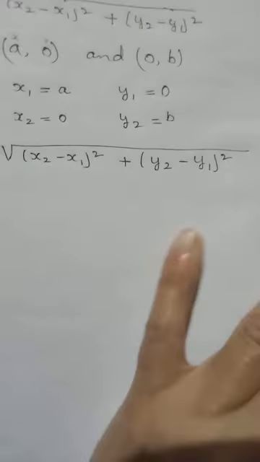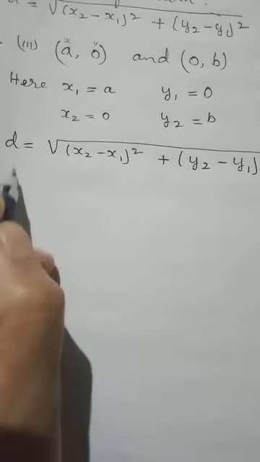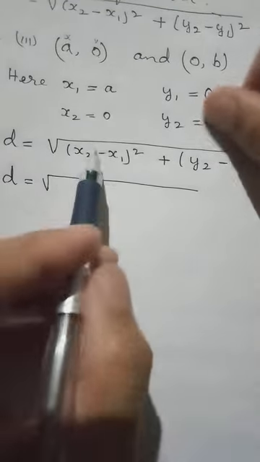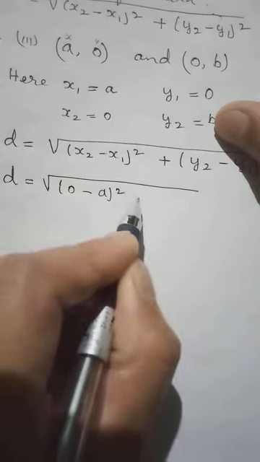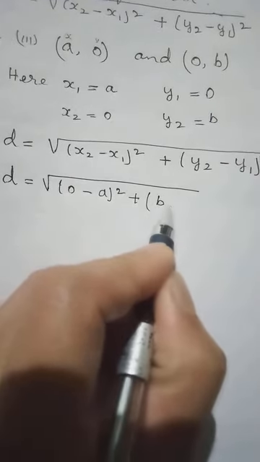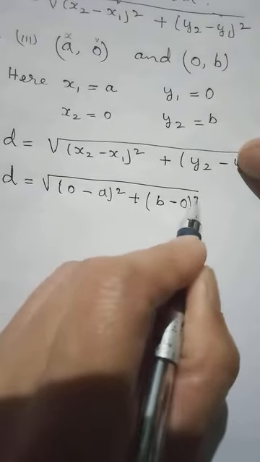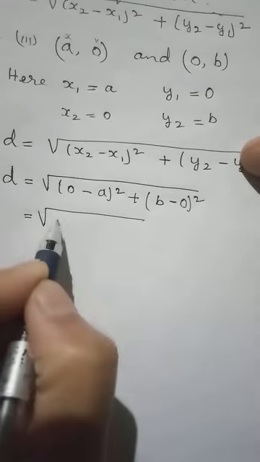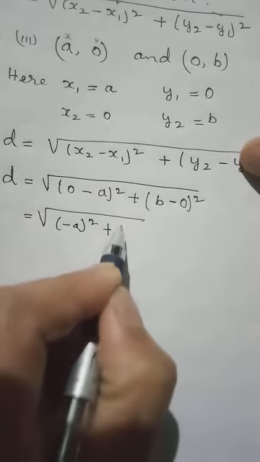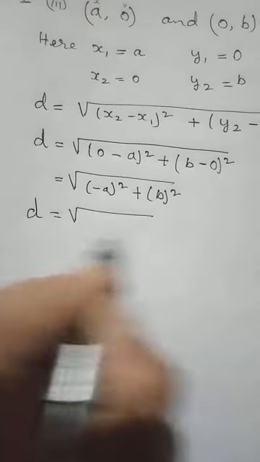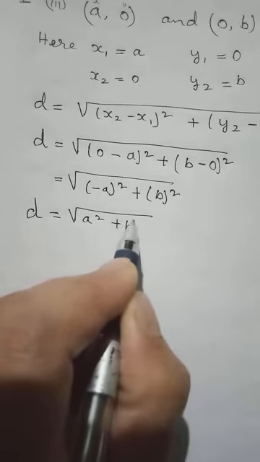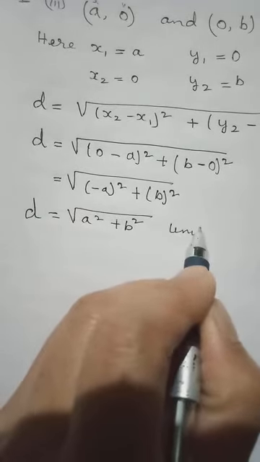So we use the distance formula: square root of x2 minus x1 whole square plus y2 minus y1 whole square. So let's replace it. D, let it remain D. Here we have square root. X2 we get equal to 0 minus x1, we have a, whole square, plus y2 we have b minus y1, 0, whole square. So a minus 0 will be a, and then b minus 0 will be b. So here one is a, one is b. They are unlike terms. We cannot plus, we cannot minus. So that will be the answer. Remember, when the terms are unlike terms, we cannot plus, we cannot minus.